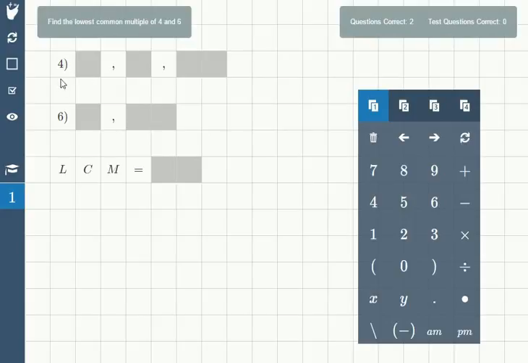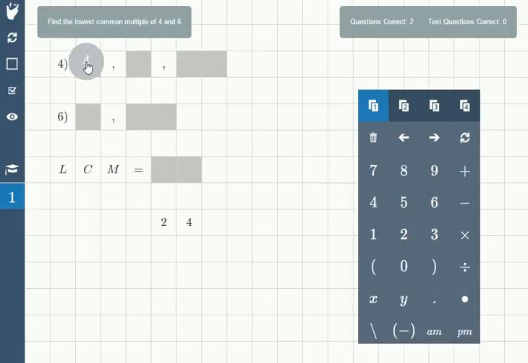Okay, so if you multiply 4 and 6 together, that gives us 24. And 24 is a multiple of 4, and it's also a multiple of 6, but it is not the lowest common multiple. Let's see why by filling in the answer boxes.